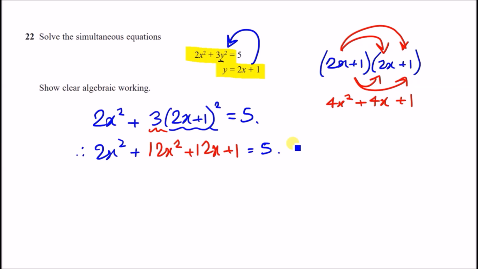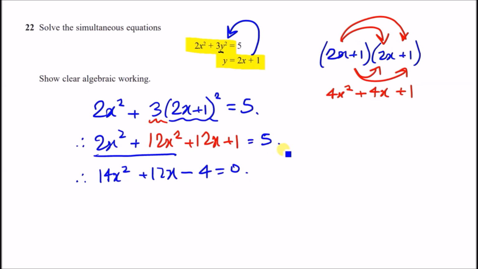Now, one thing you have to always observe for these ones is that this is going to make a quadratic equation, yeah? So what I would do is collect like terms and make it equal to 0. So 2x squared plus 12x squared is going to give us 14x squared plus 12x. Now we got plus 1, subtract the 5, you get minus 4 equals 0. Now, for this one, don't bother simplifying too much, just jump straight to the quadratic formula, yeah?